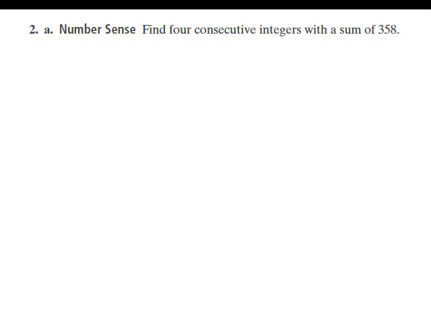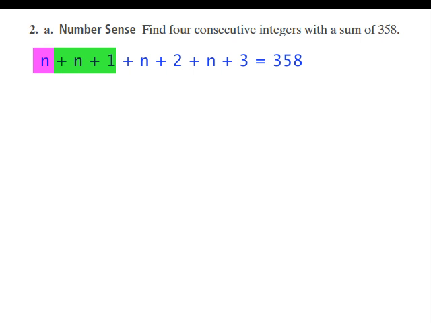(2A) Number sense. Find 4 consecutive integers with a sum of 358. Well, we would have n plus n plus 1 plus n plus 2 plus n plus 3. That would be our 4 integers equals 358. Begin by combining like terms. We can combine all of the n's together to get 4n, and then 1 plus 2 plus 3 is 6. So we have 4n plus 6 equals 358.